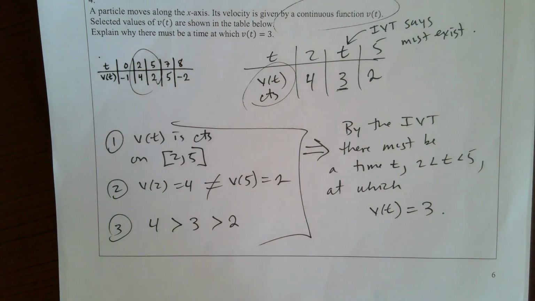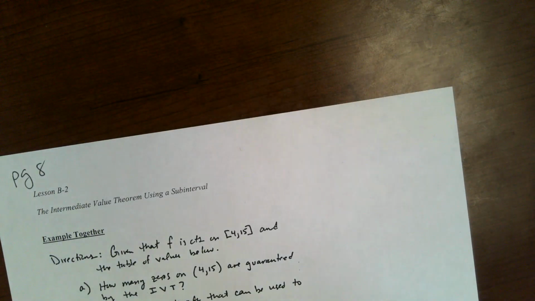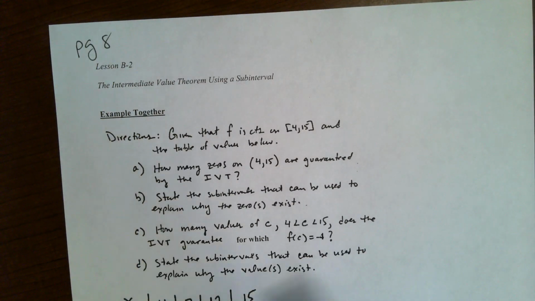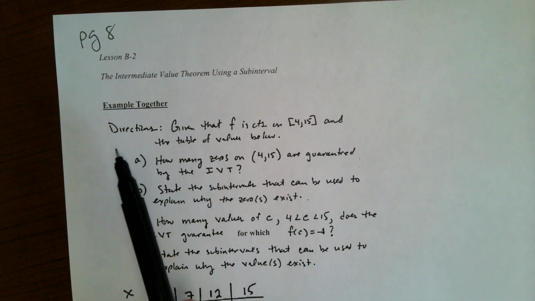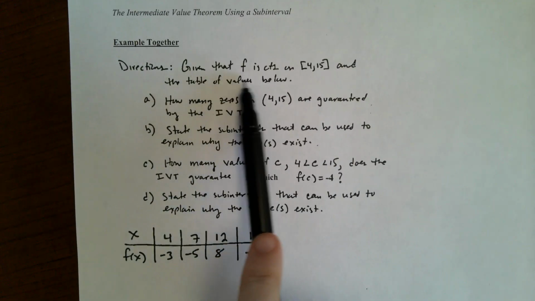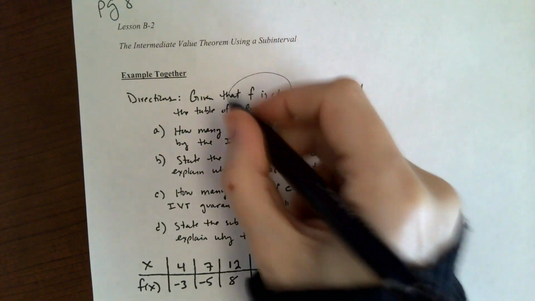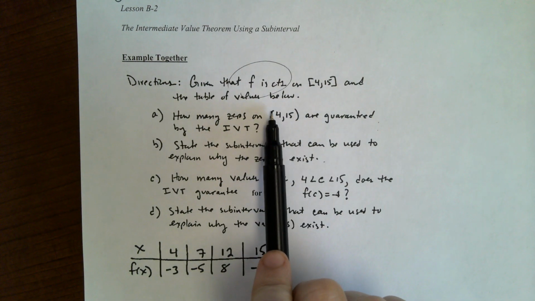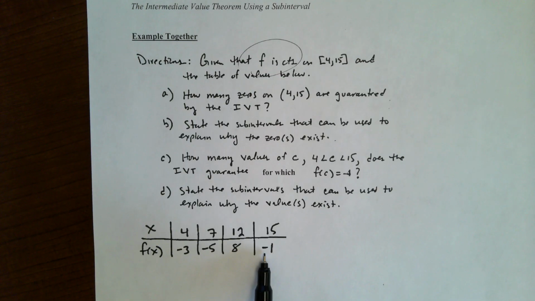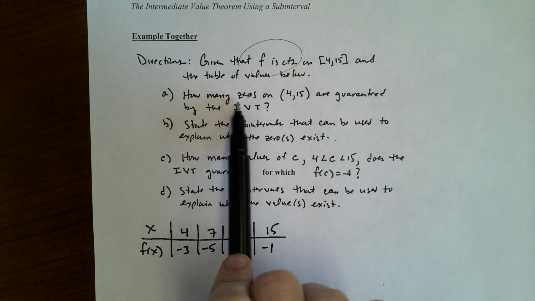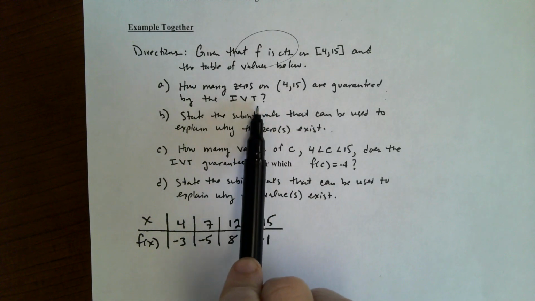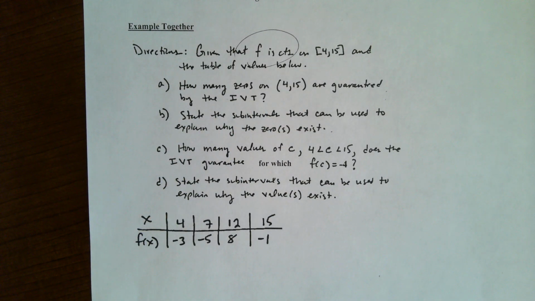Okay, so now we're going to turn to page 8, and this one won't take very long. So page 8, the intermediate value theorem using a subinterval. We already kind of talked about this, but here's the example together. Directions. Given that f is continuous, okay, that's important, on the closed interval 4 to 15, and the table of values below, which is right here, part A, how many zeros between 4 and 15 are guaranteed by the IVT, the intermediate value theorem?